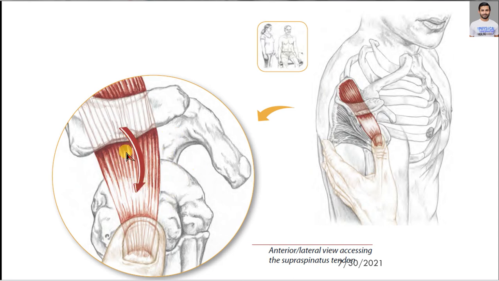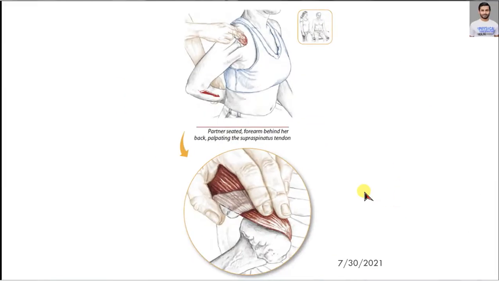Over here you can see the acromion, the coracoid process, and the tendon of the supraspinatus. This is very easily palpable. This is a position called the resting position or hand behind the back, and sometimes it is referred to as the modified cross position.